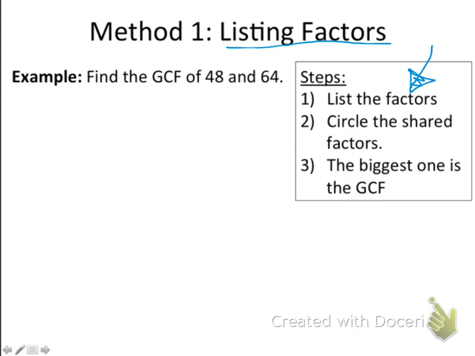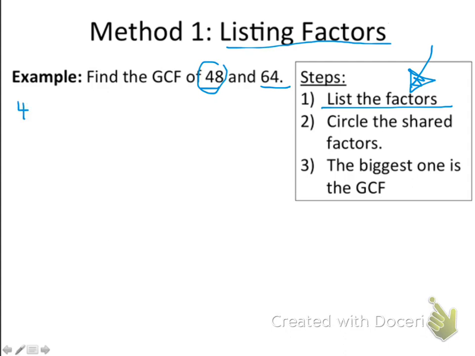Alright, now that you have your steps written down, let's do this example together. Make sure you fill it in on your guided note as I write it down. So find the GCF of 48 and 64 using the listing factors method. Over here, our steps say the first step is to list the factors. Factors, remember, are two numbers that when multiplied together give us this number.